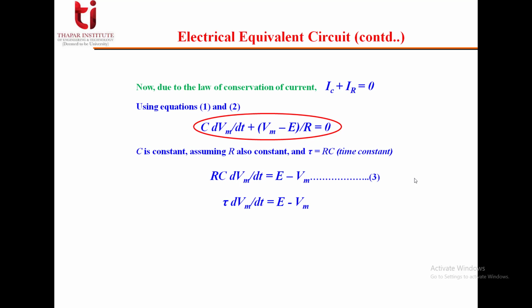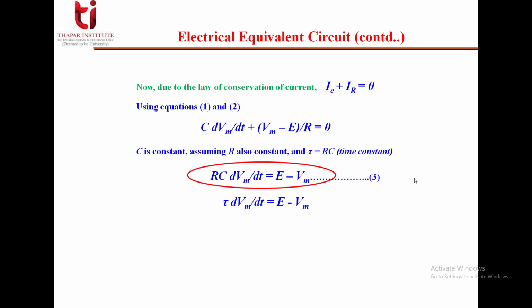Now if you do a little bit of manipulation for this equation, and we assume that tau, which is nothing but the time constant, is equal to RC, you can get equation number 3. You keep the value of tau, and then finally you will get the equation tau dVm by dt, which is nothing but the difference of potential. E is the resting potential and Vm is the potential across the membrane when we have some movement of ions.